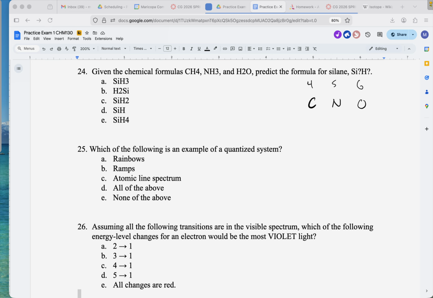Within this question, I know carbon, nitrogen, and oxygen. And I know on the periodic table, they're all right next to each other. And then it's asking me about silane. You're not responsible for knowing how to get to silane, which is why we have a generic formula there. We're now asking, how is silicon going to respond to hydrogen?